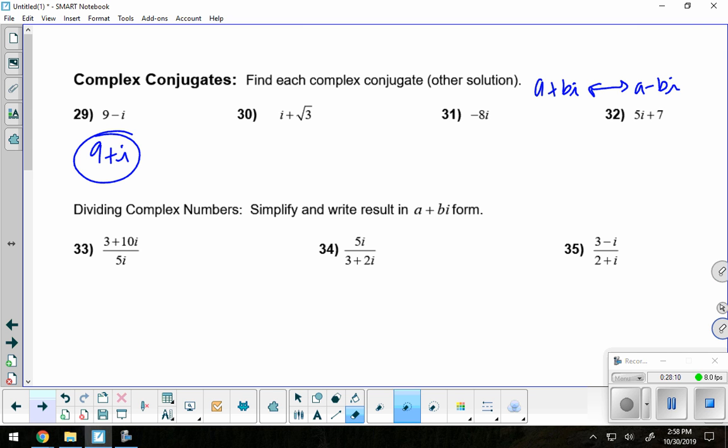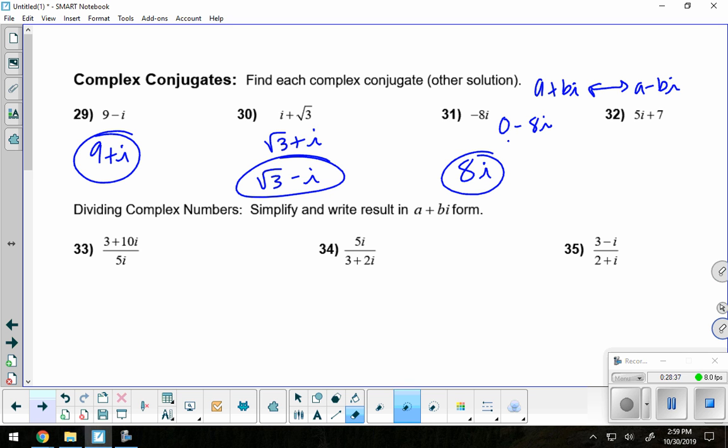Okay, 30, though, what you'd want to do first, it's not in the proper form right now, so if you switch these two around, it should be square root of 3 plus i. Now we want to write the conjugate, which should be square root of 3 minus i. That's the conjugate. Okay, 31, they give us negative 8i. The conjugate would just be positive 8i. So you can even think about this as 0 minus 8i, or the conjugate would be 0 plus 8i, or just positive 8i.